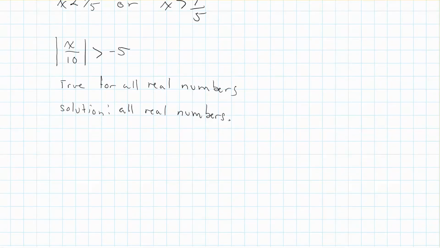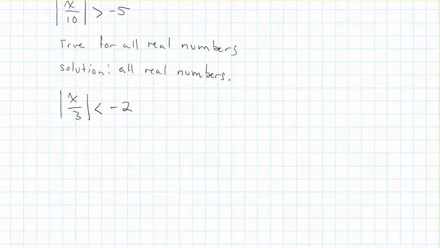Now, we can do a very similar one if we have, for instance, the absolute value of x over 3 being less than, let's say, negative 2. Now, before you go through and solve this, you want to ask yourself, does this make sense? Well, can an absolute value ever be negative? No, absolute value can never be negative. So if it can't be negative, what's something less than negative 2? Well, something less than negative 2 would, for instance, be like negative 3. Anything less than negative 2 is going to be another negative number. So there's no way I can get this to have a solution. So it turns out this has no solution.